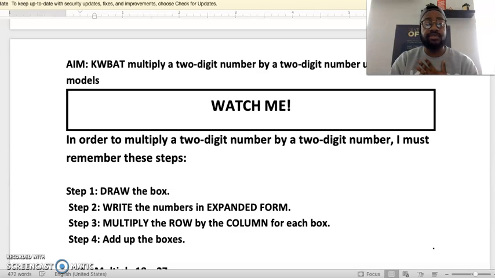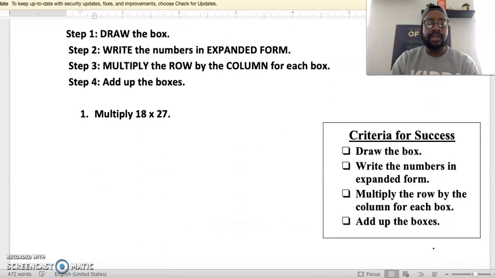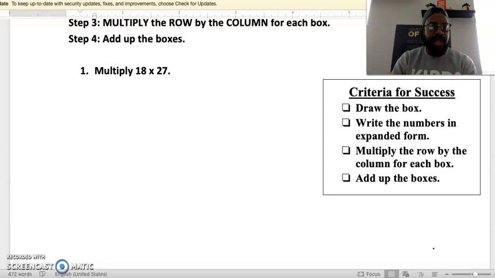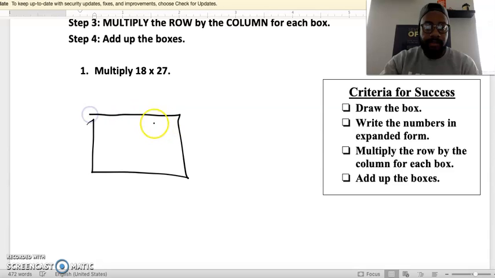So you're going to watch me do this first problem. This first problem says multiply 18 times 27. If I look at my criteria for success, it tells me all the steps I need to follow. So step 1 is to draw my box. So I'm going to draw my box. There's step 1. I can cross it out.